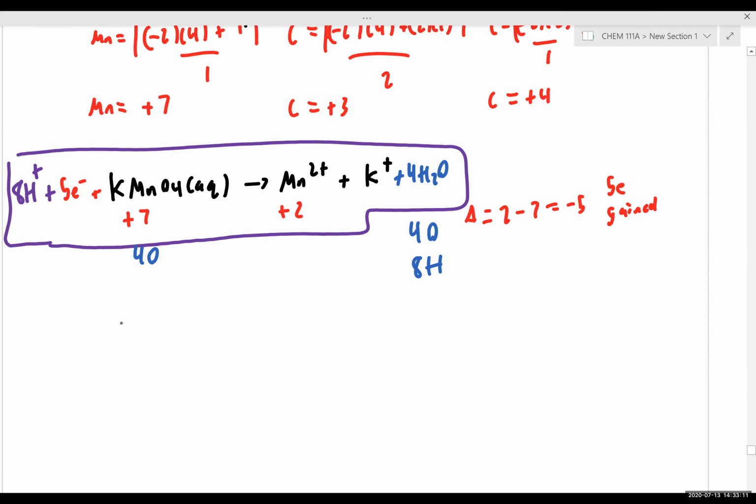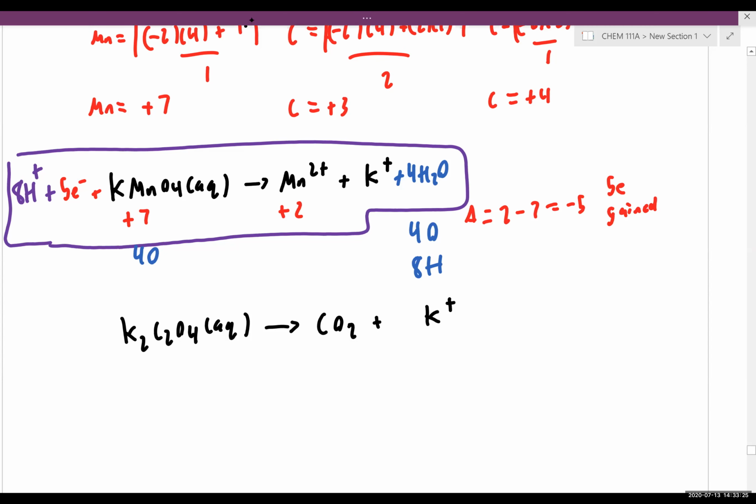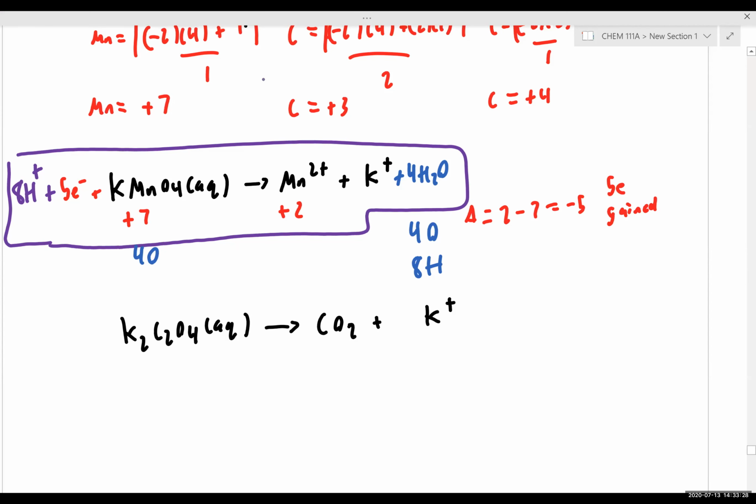In this case, we have potassium oxalate. Potassium oxalate is going to react to generate carbon dioxide as well as potassium plus. Our first order of business is to balance all of our non-hydrogen and oxygen atoms. So I see we have 2 potassium, 2 carbon, and 4 oxygen on the left, and we have 1 carbon, 2 oxygen, and 1 potassium on the right. What times 1 would give us 2? What coefficient do we need for potassium?